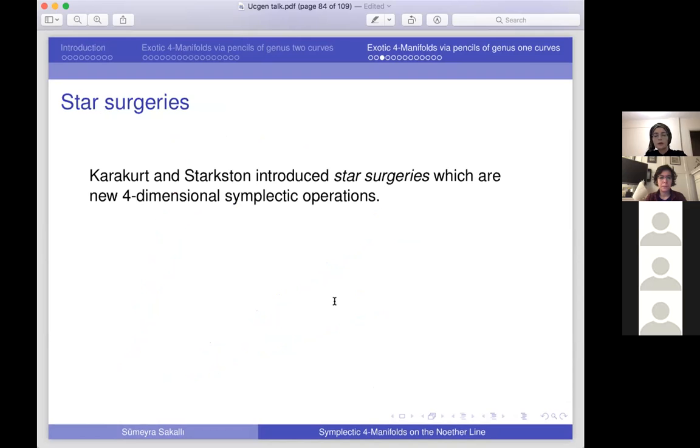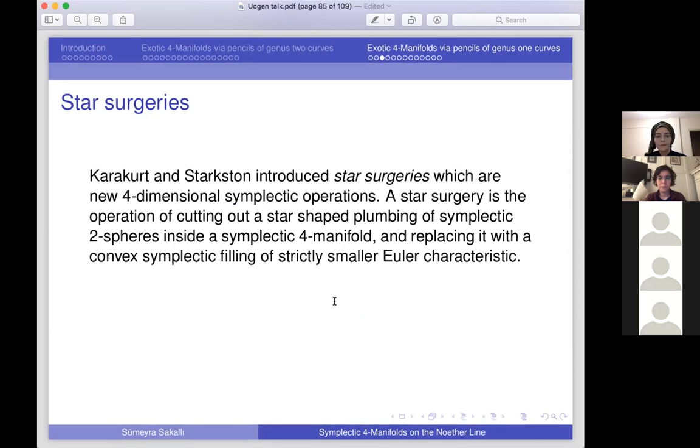And in my work, I have used another operation. These are called star surgeries, and these are due to Karakurt and Starkston. These are new 4-dimensional symplectic operations. So remember, in the rational blowdown, we were working with only linear plumbing diagrams. Now, in this case, we consider star-shaped plumbing diagrams. I will show some pictures, but as an analogy, let's say. These are also symplectic operations.